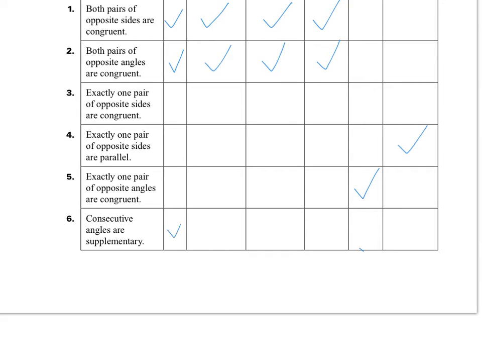Well, that would be a parallelogram. And if it's a parallelogram, it's a rectangle, a rhombus, and a square. So it is possible to have something that will not apply to any of them.